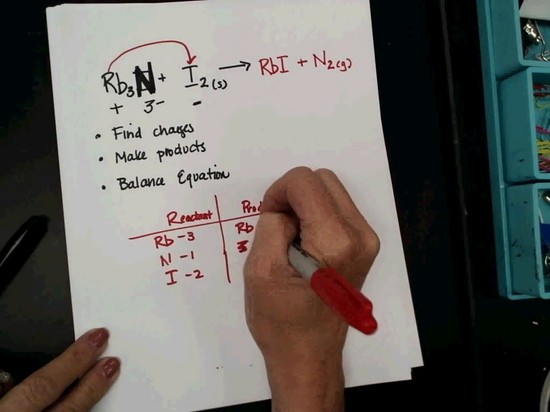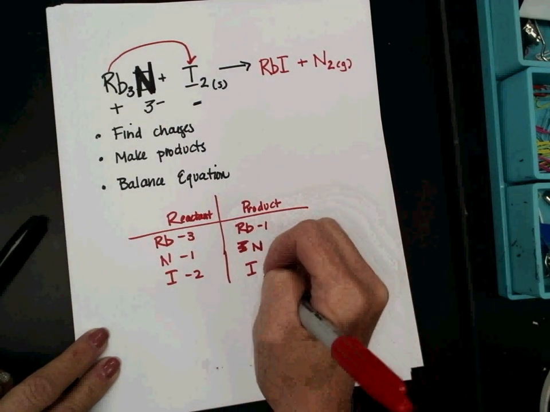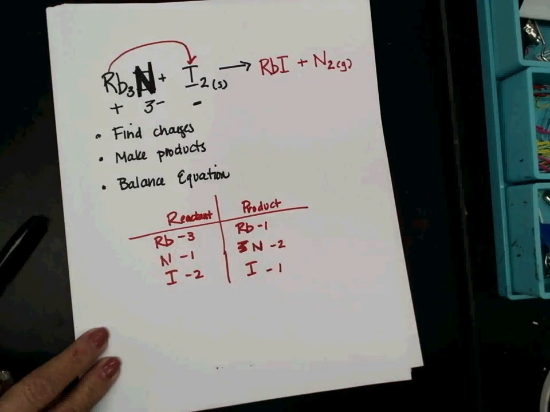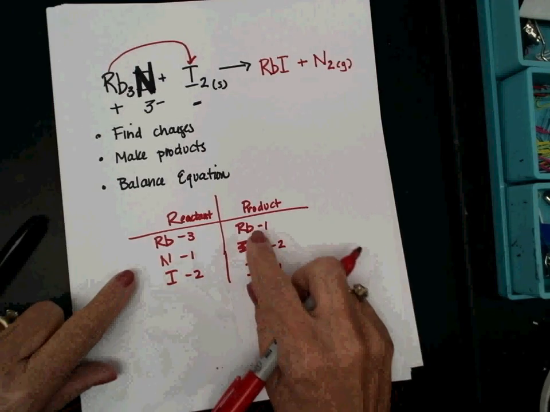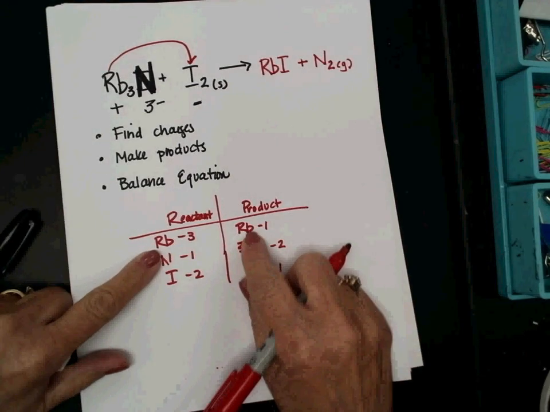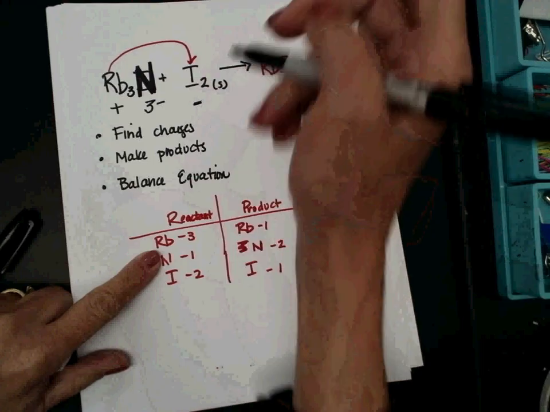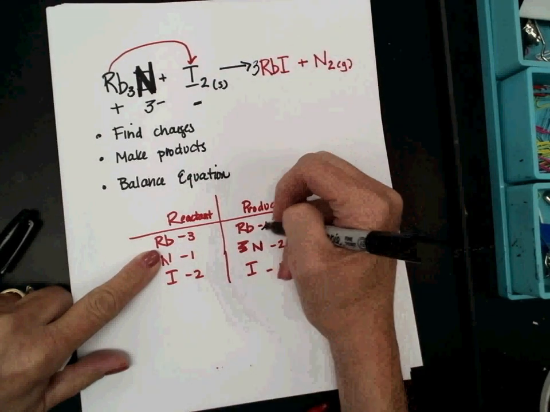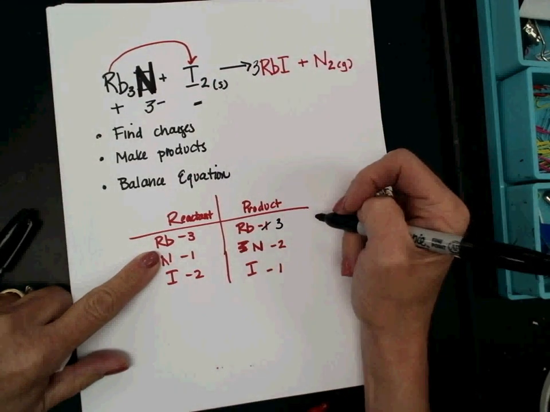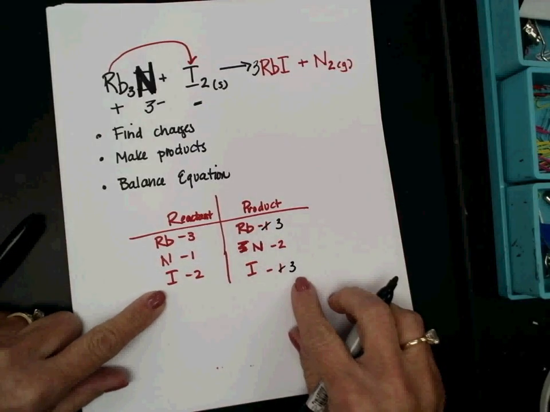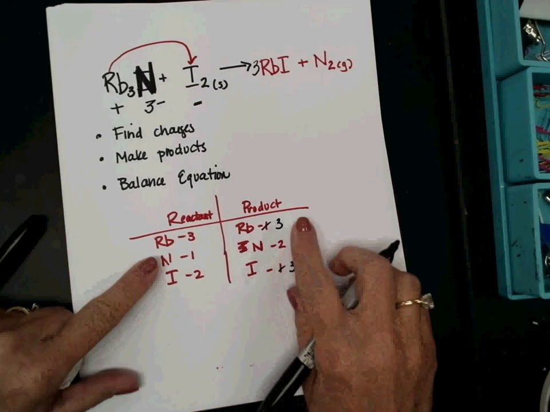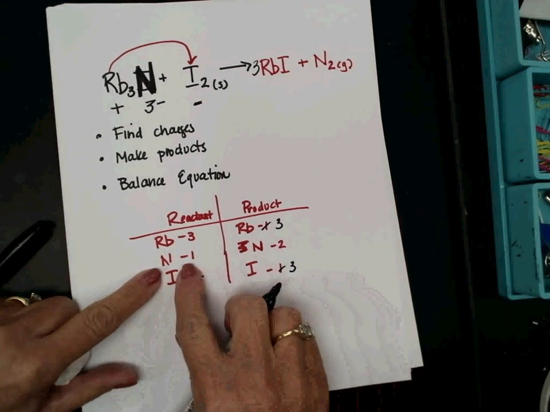Okay, so I have 3 here, I have 1, and I have 2. Over here I have 1, 2, 1. I'll let you try to balance it. Start with your rubidium. If I have 3 here and I only have 1 here, the first thing I'm going to try is putting a 3 here. That makes that a 3. It also makes my I a 3, which is not anything I want it to be, right?